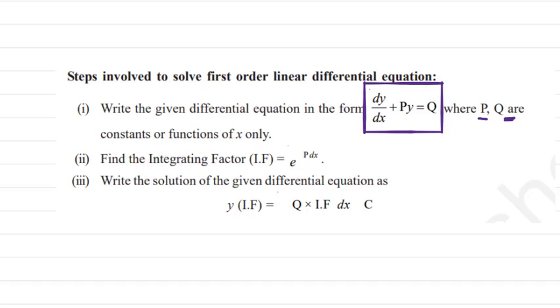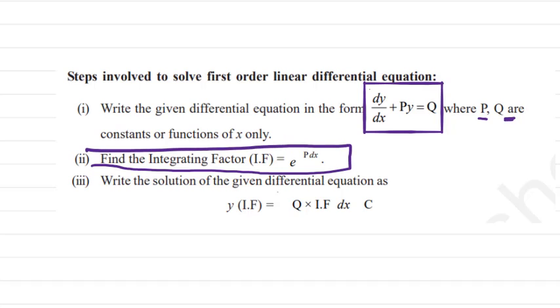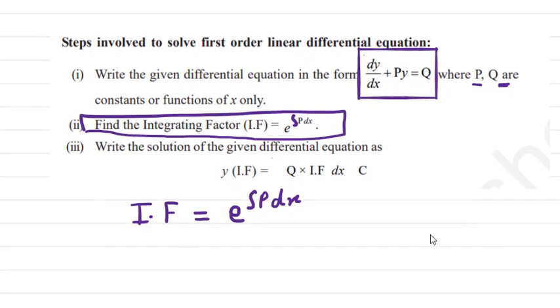After getting the form, you have to find the values of P and Q, and then find the integrating factor. The integrating factor is equal to e raised to the power integration of P dx. After getting the integrating factor, it's very easy to solve. You just use this formula: the solution will be y into integrating factor equals integration of Q into integrating factor dx plus c.